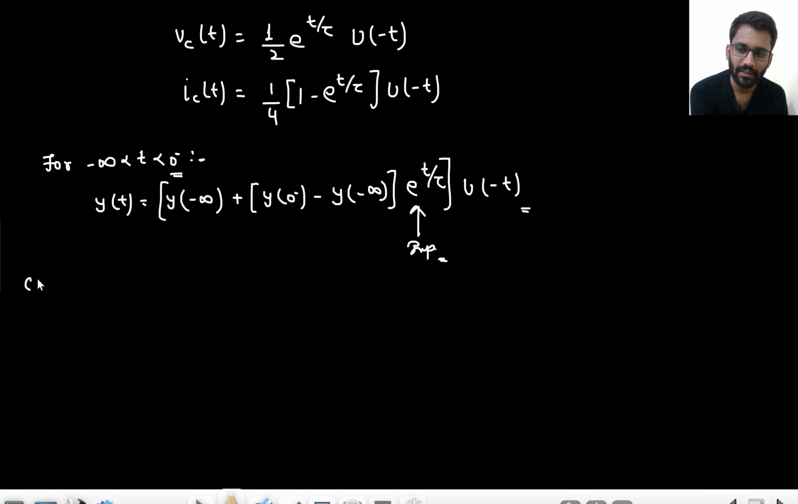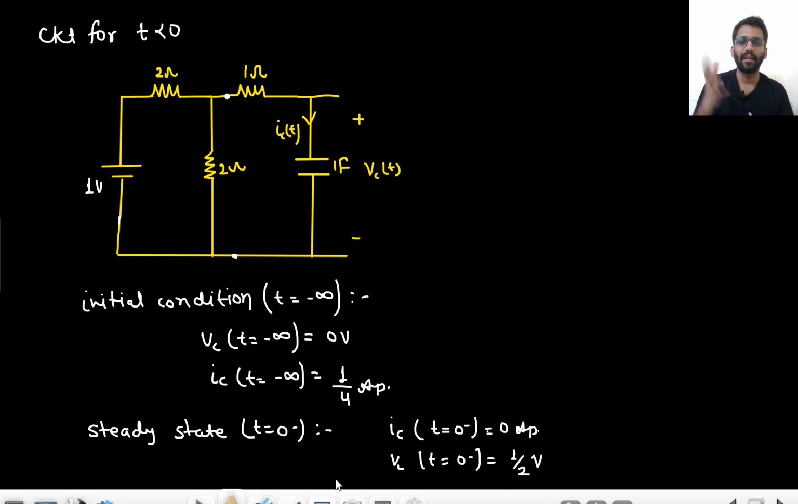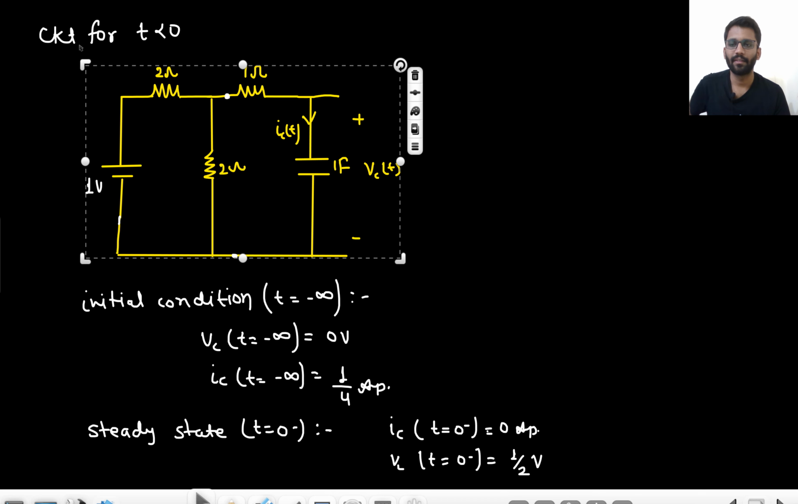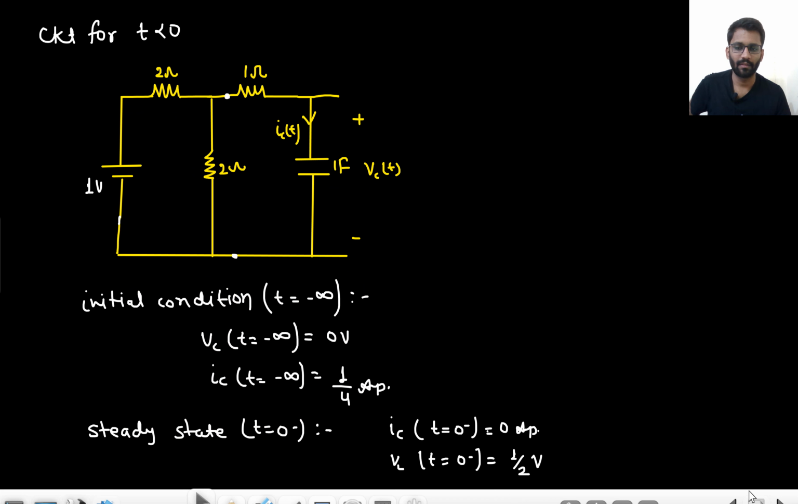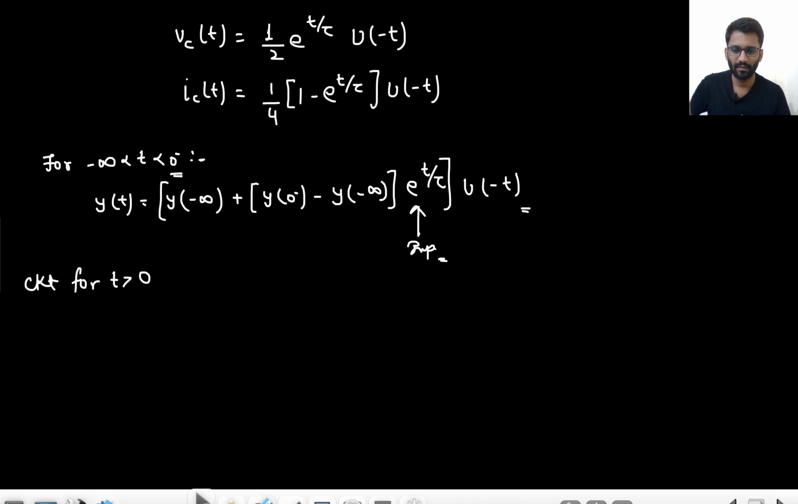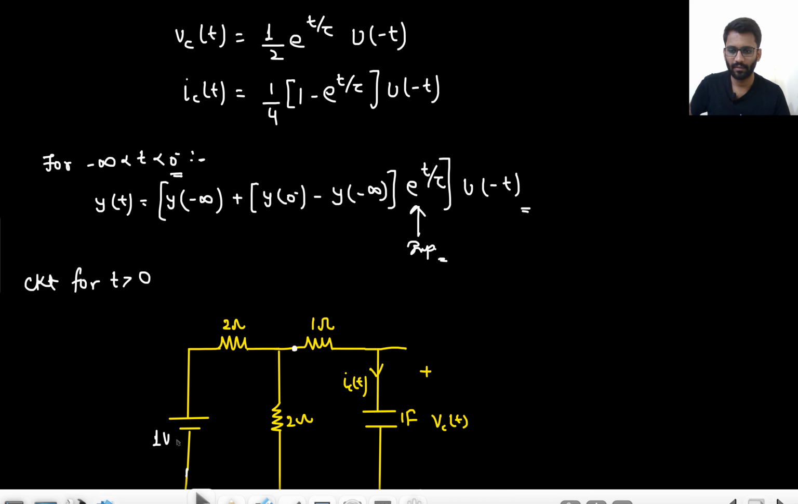Now, what is happening in the circuit for t greater than 0? Now tell me what will happen. Will there be anything different? I just want to know, will there be anything different? Just look at the circuit.